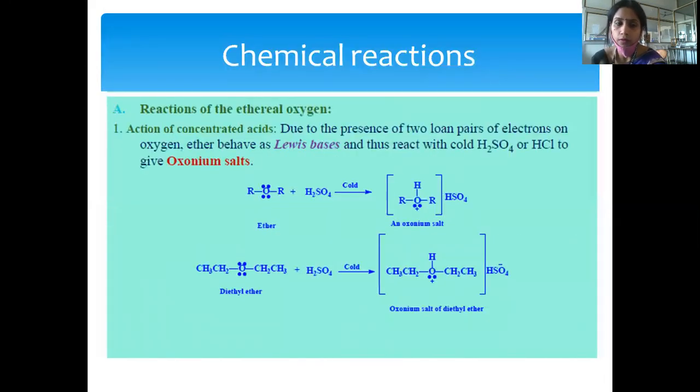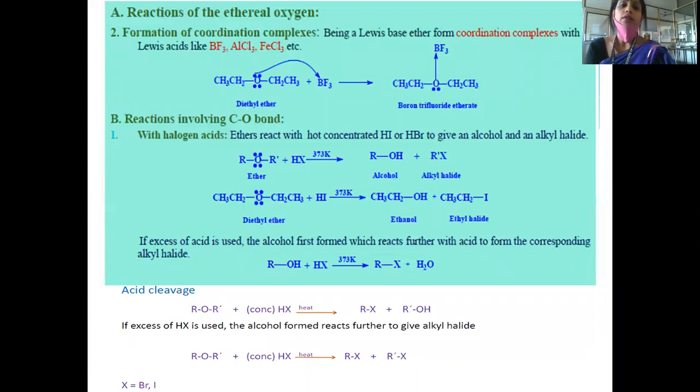Sorry, the final product is an oxonium salt. Next is the formation of coordination complex. Simply because of the presence of a lone pair of electrons, it forms a coordination complex. That means a coordinate bond. So the oxygen atom donates its lone pair of electrons to an electron-deficient group like BF3, and it forms a coordination bond, a coordination complex.